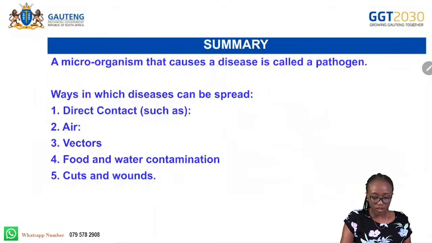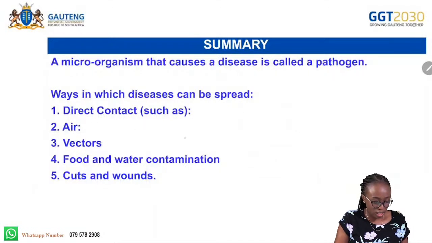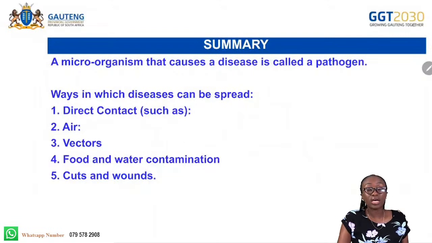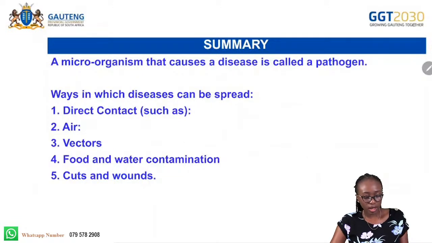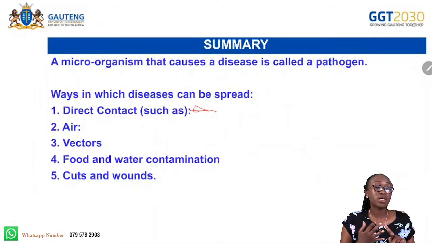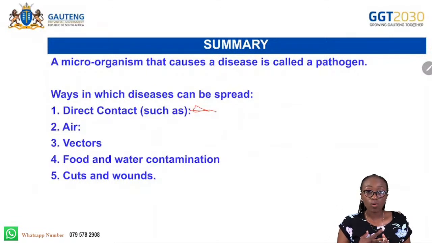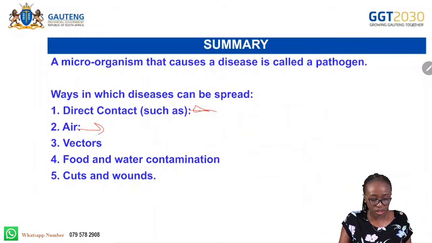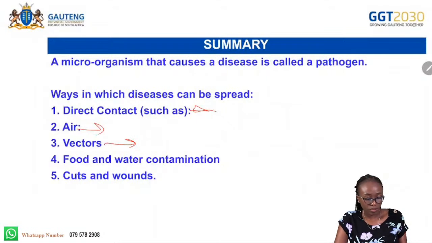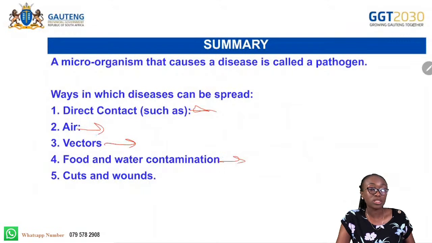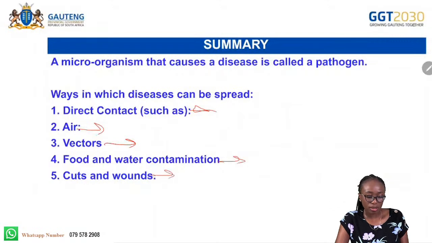And how can diseases be spread? Direct contact, air, vectors, food and water contamination, cuts, and wounds. Direct contact, such as person to person or animal to person, or air, such as the droplet infection, where you're going to get a cold from the person that you are in the same vicinity with. Vectors, mosquitoes spread the protozoa that causes malaria. Food and water contamination, this is when you eat or drink water that is contaminated, and then cuts and wounds, when you have an open cut and then you can get infected.